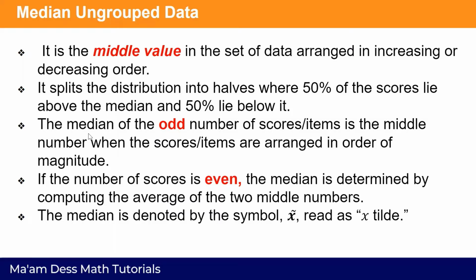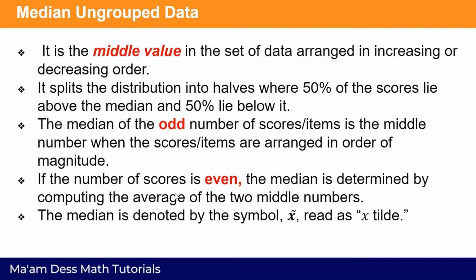Okay? Now, the median of the odd number of score items is the middle number when the score items are arranged in order of magnitude. Meaning, let's say we have 1, 2, 3, 4, 5. So just look for the middle value, and that is the median.